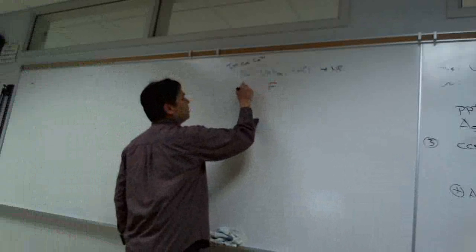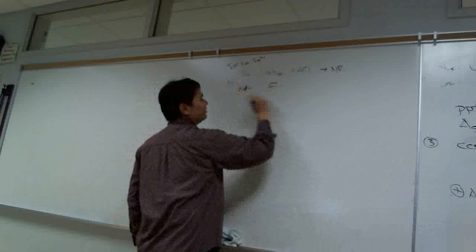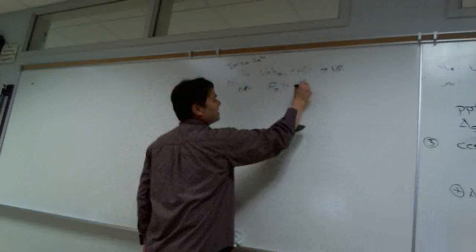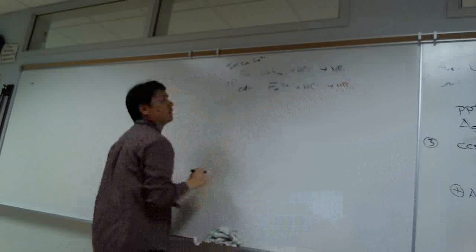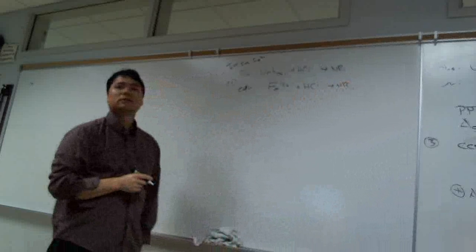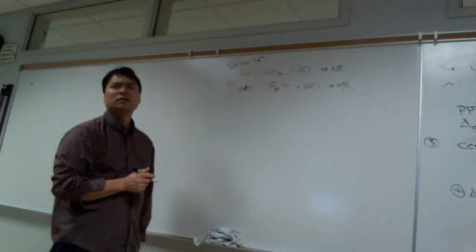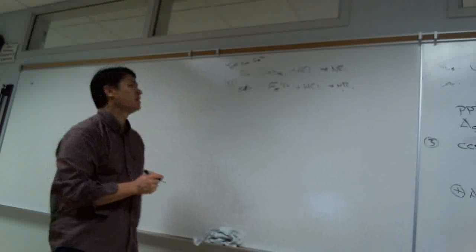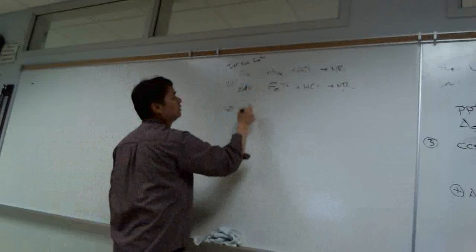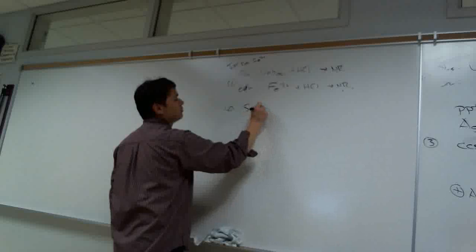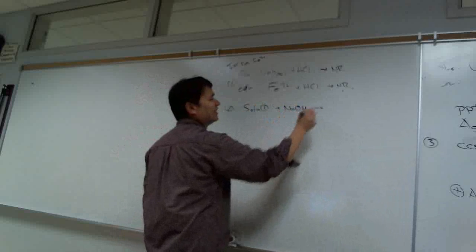So when we look at the equation, we'll call this 1 for iron. So iron 3 plus HCl yields NR. Nothing's going to happen. Okay, then what's the next thing you did to this? You added ammonia or sodium hydroxide? Sodium hydroxide? Okay, so we take the solution from 1 and add sodium hydroxide. And then what did you get?